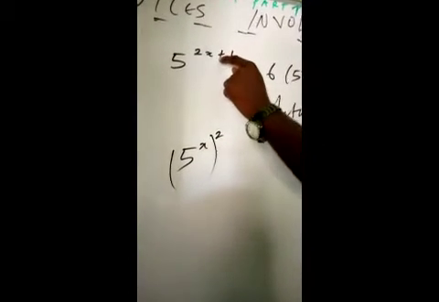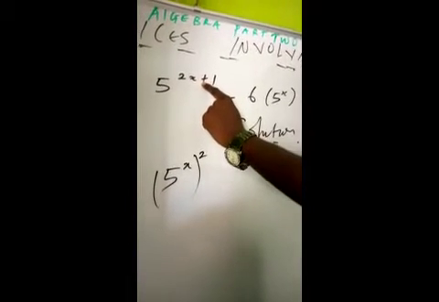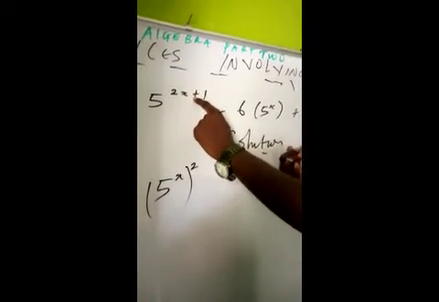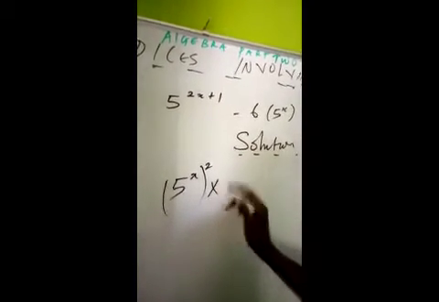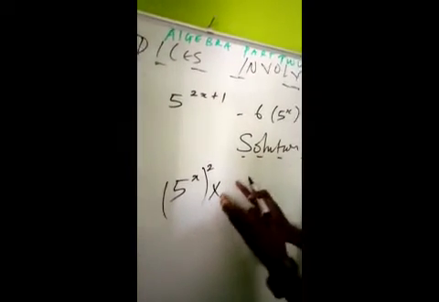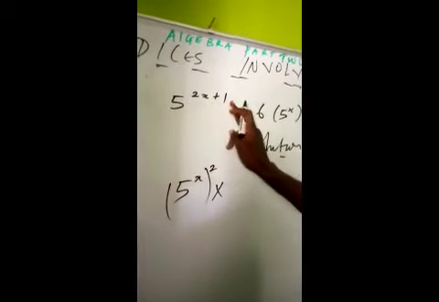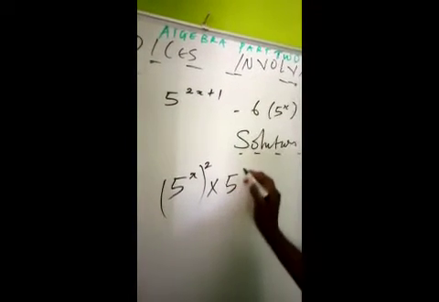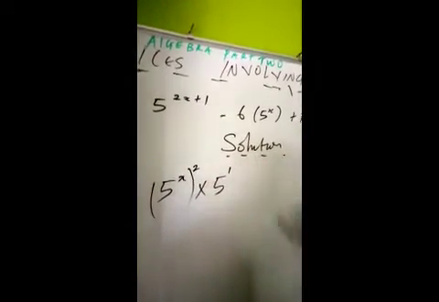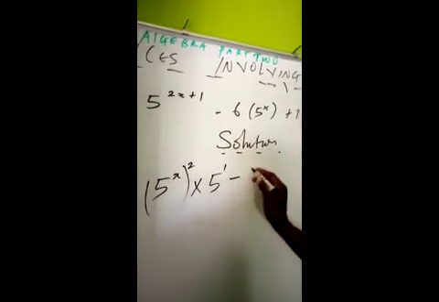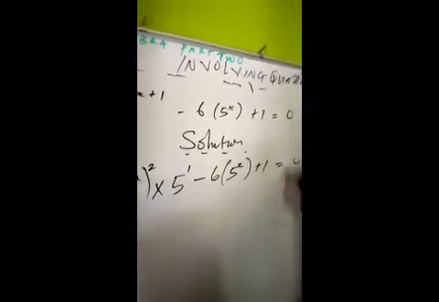So how can we eliminate this addition? According to indices, knowing that addition changes to multiplication. So from this point, I will say times, because of this addition changing to multiplication. Then next, from this power here, we bring this 5 here together and raise it to power this. So 5 raised to power 1 is the same thing as 5. So you are through from this point. Then next I say minus 6 bracket 5 raised to power s plus 1 equals 0.